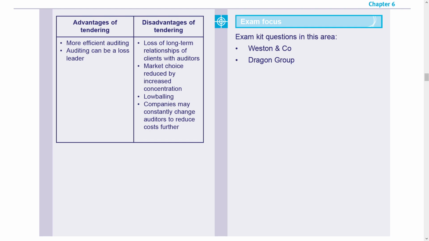What are these? Loss of long-term relationships of clients with auditors. Everyone is tendering, right? So you will not have that long-term relationship. You will be there for the short term. Then market choice reduced by the increased concentration.